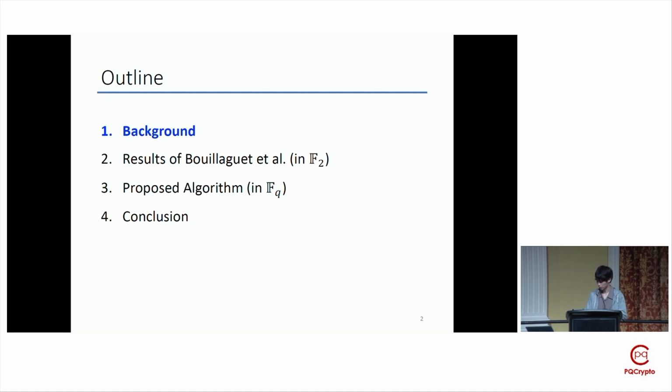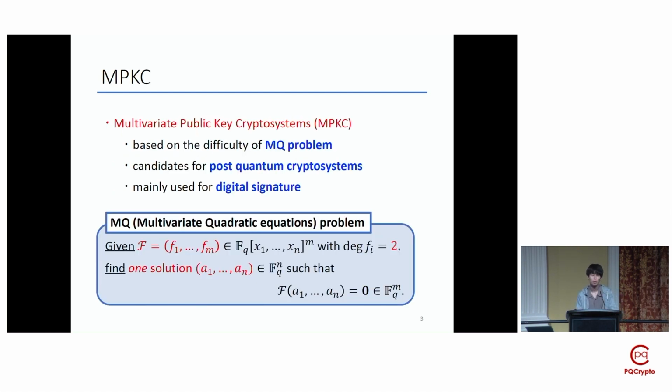First, I'll talk about the background of this research. Multivariate public key cryptosystems constructed based on the difficulty of the MQ problem are known to be candidates for post-quantum cryptosystems. And these schemes are mainly used for digital signature schemes, such as Unbalanced Oil and Vinegar, called UOV.